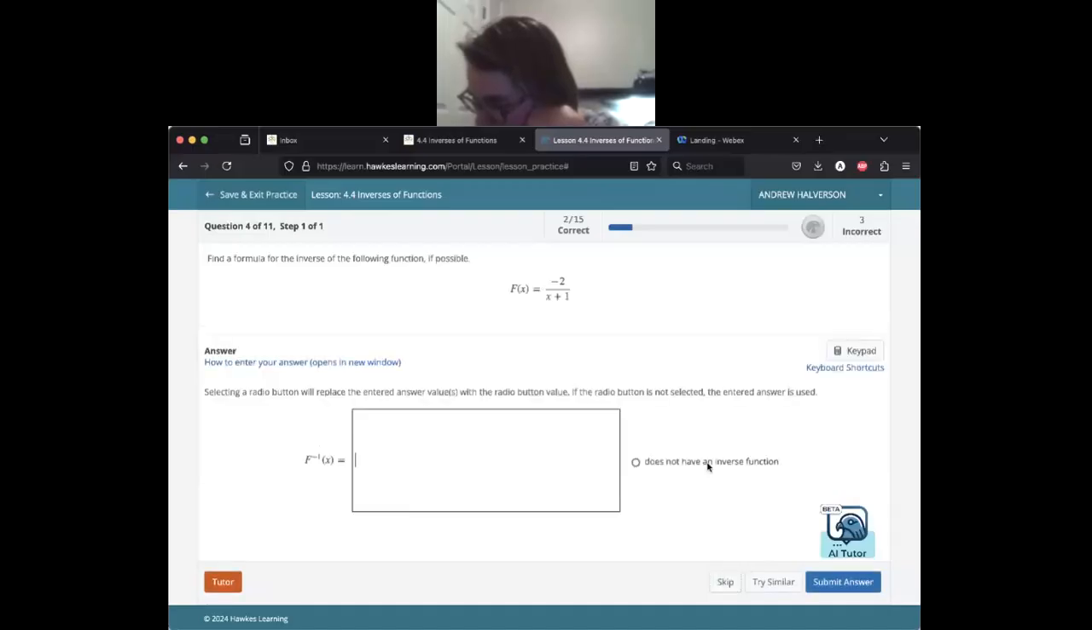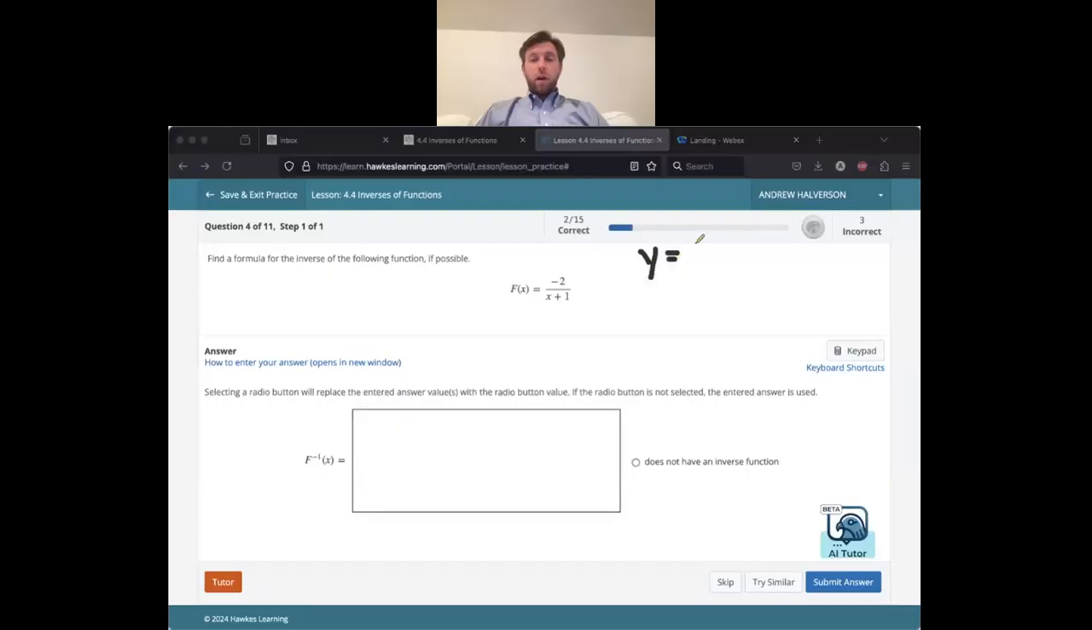Okay, find the formula for the inverse. This is similar to what we did. Same process: replace f of x with y, and I'm going to change my coloring now. Replace x and y.